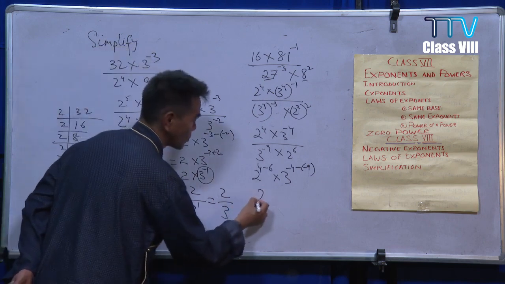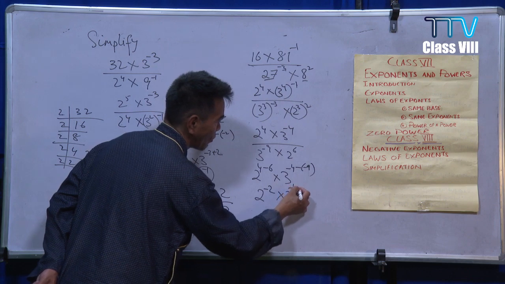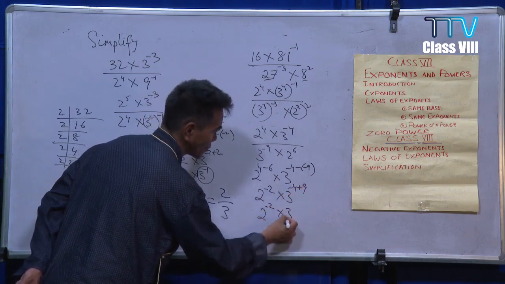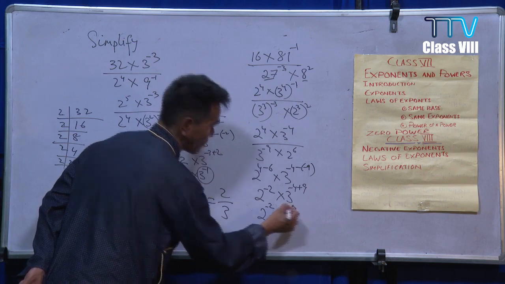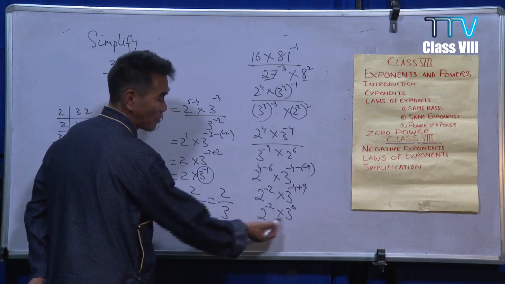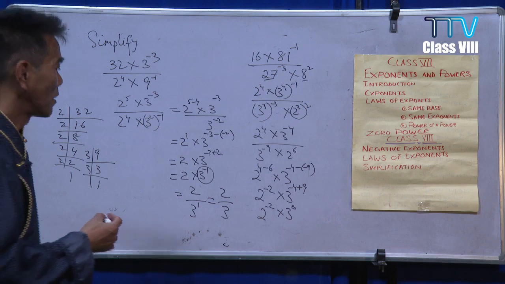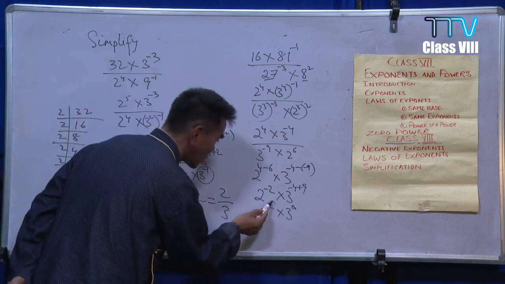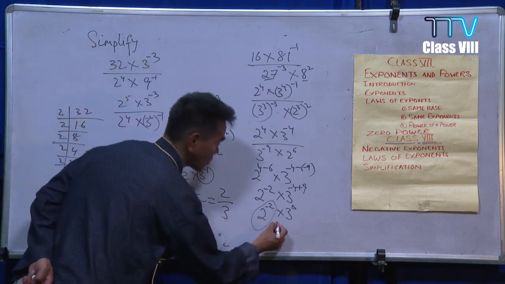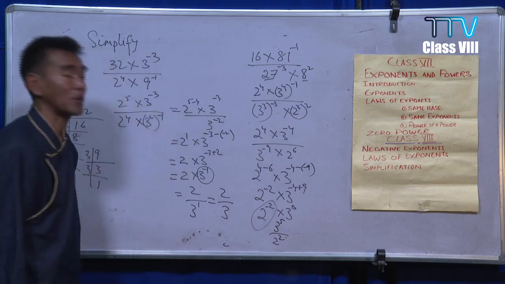2 raised to the power negative 2 multiplied by 3 raised to the power negative 4 plus 9. So 2 raised to the power negative 2 multiplied by 3 raised to the power 5. Then multiply the same base, lower power, and the negative power moves to the positive side. 3 raised to the power 5, and the last answer is 2 raised to the power 2.